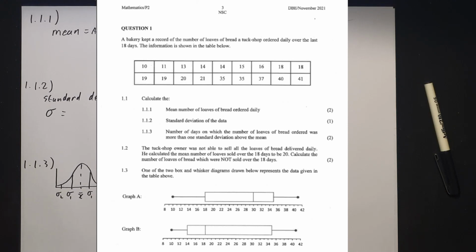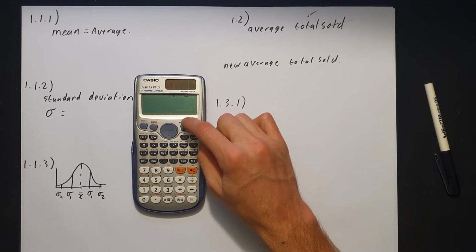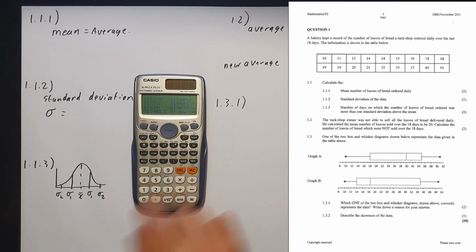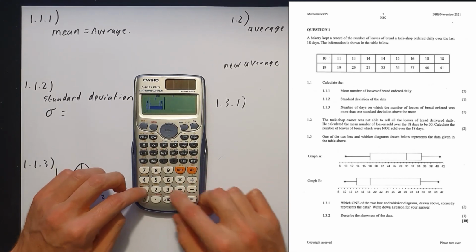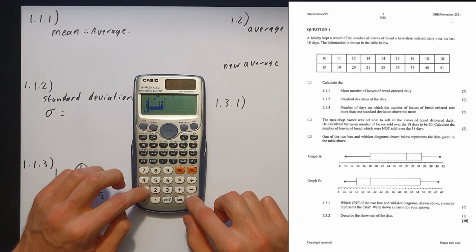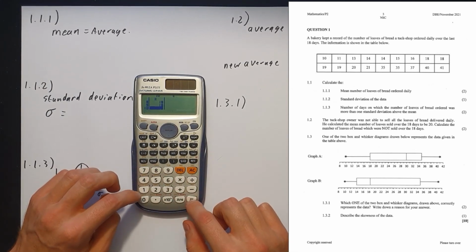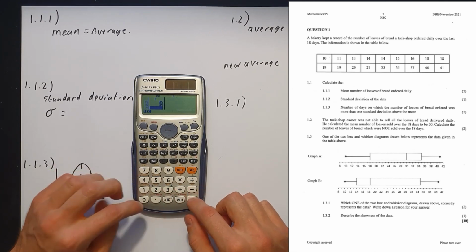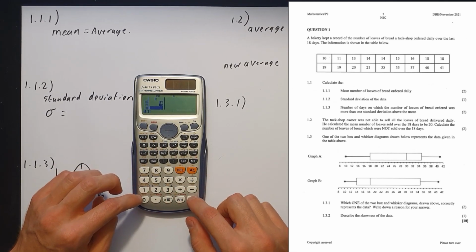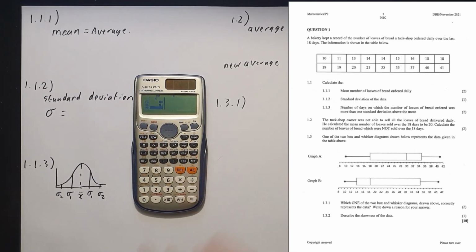1.1.1 says calculate the mean number of loaves of bread ordered daily. The easiest way to do this is just to plug everything into your calculator. We go Setup, number 3 Stat, and then we choose 1-Var, and then we just put in all the data there. Once you put in all the data, all you do is push AC. Don't push On or anything, just push AC for clear.